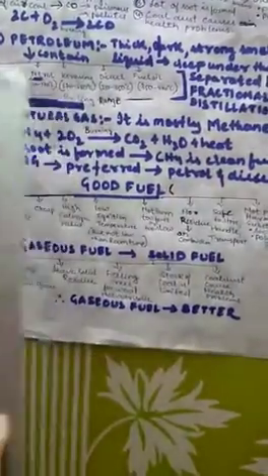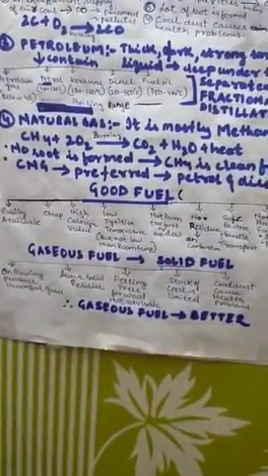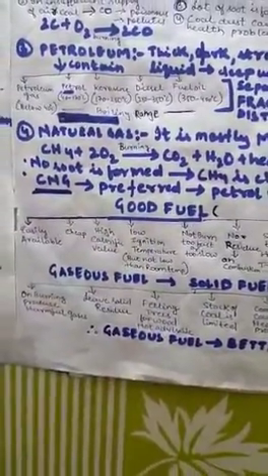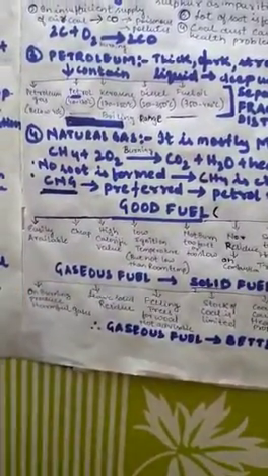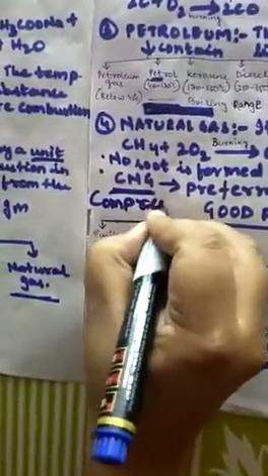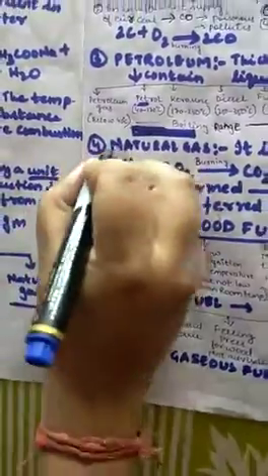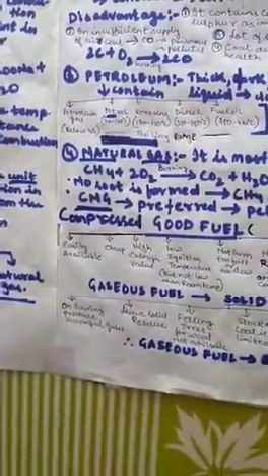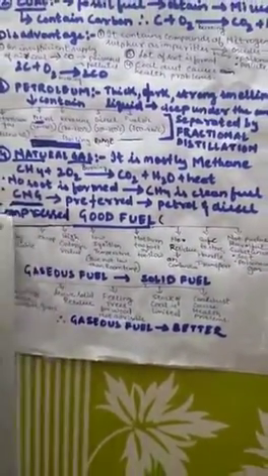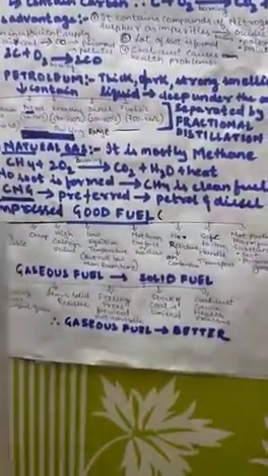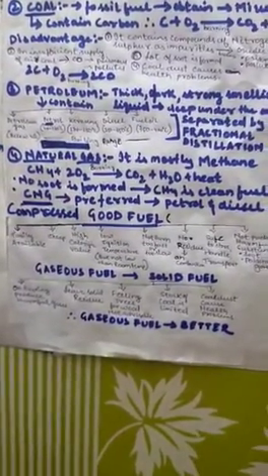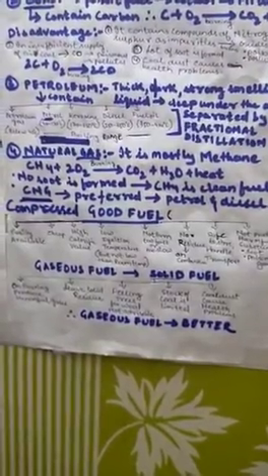Next, the important natural gas we find in day-to-day life, used in various automobiles, that is CNG. CNG stands for compressed natural gas. It is preferred over petrol and diesel. Please remember, CNG is preferred over petrol and diesel because it is very safe and it is not harmful for the environment.